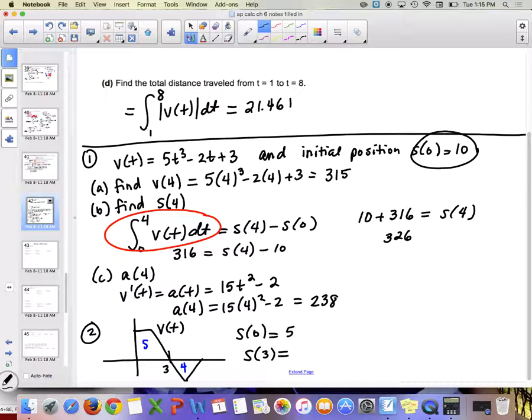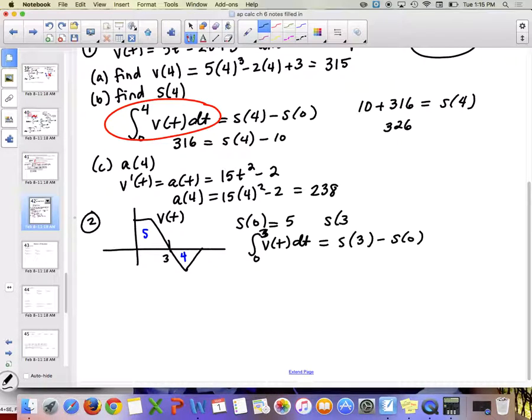So this is where it gets a little bit confusing for students when they have that initial position, because here's what's happening. If you integrate v of t from 0 to 3, what you're really doing is you're finding the position at time 3 minus the position at time 0. So in other words, you're finding that area represented on the graph by that trapezoid, but you're adding the s of 0 over to it.